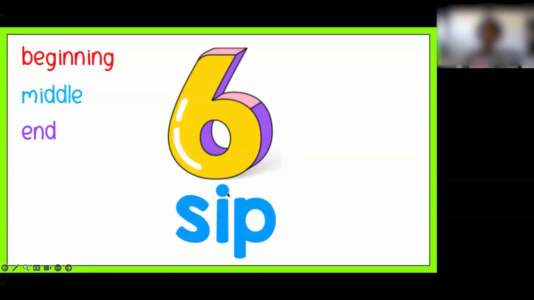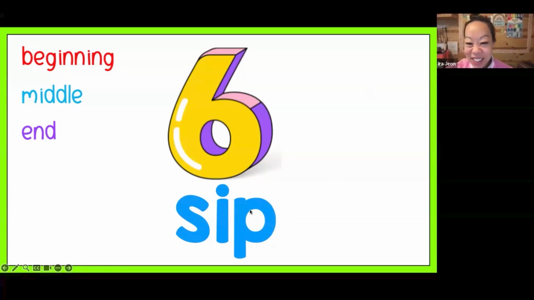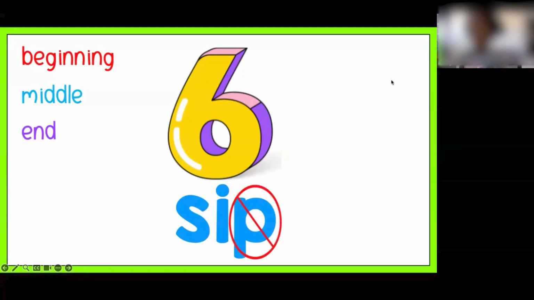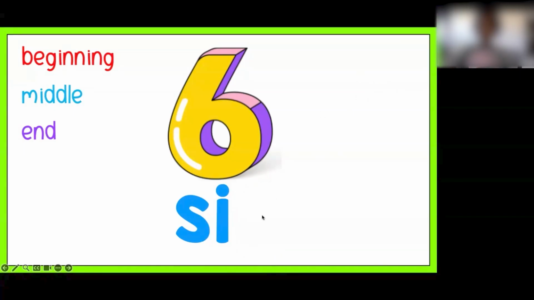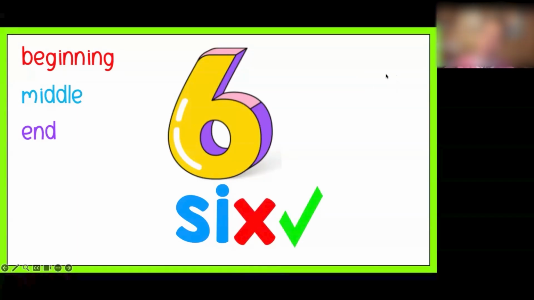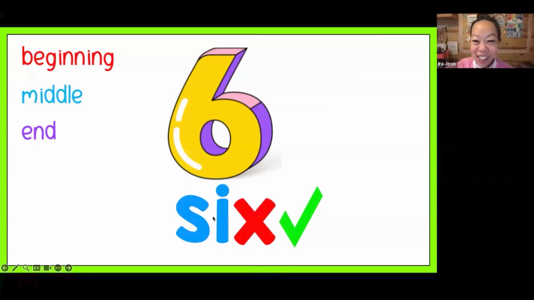S. I. And the last letter, which letter should go? No, that's T. That's sip. Yeah, this word is sip. Yes, Adya. So the ending letter is wrong, right? So now, what letter did you say goes there, Adya? Six. Yeah, what letter should go there? X. Okay, correct. Now we got it. Good job, Adya. So now our word is correct. Before it said sip, now it says six.